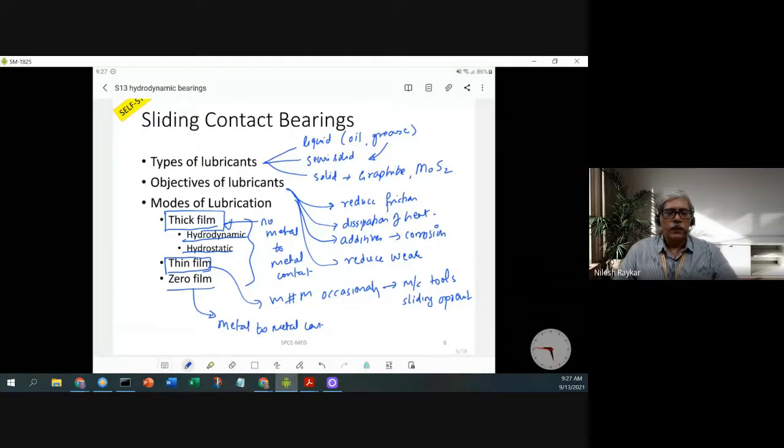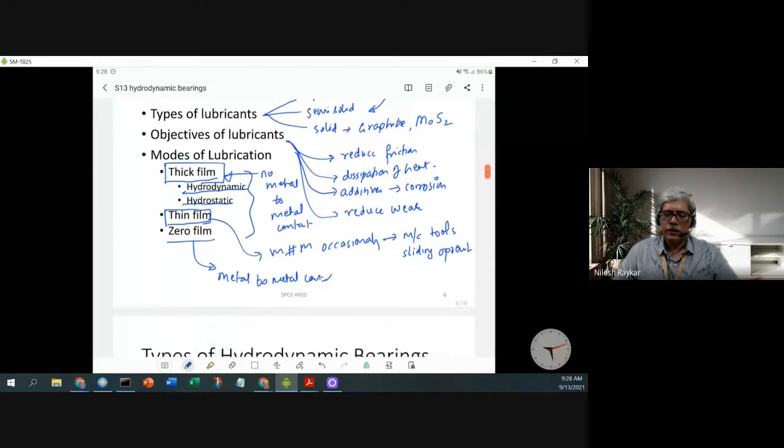The zero film sliding is where there is direct metal to metal contact. So they are usually not for load carrying components, but for components which have very little load, like door hinges and other places. That is where the zero film lubrication would be used. So there is direct metal to metal contact. You can get more information about this in the textbook, but essentially the main points I have covered here.